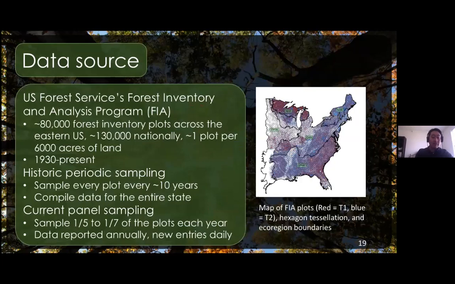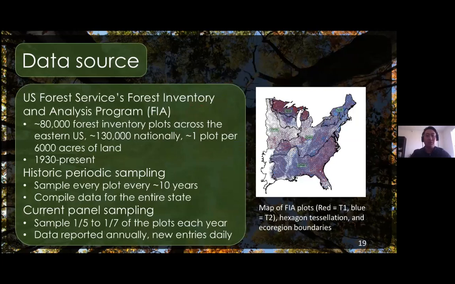This FIA program has been going on for 90 years now. The first inventory was back in 1930, but has really ramped up over the last few decades. Historically, they used what's known as periodic sampling, where an entire state would go out and sample all of their plots every 10 years or so. But more recently, since the early 2000s, they've switched over to this panel system where they're sampling every 5 to 7 years. So they go out and get a fifth to a seventh of the data each year, and then report these new measurements every year.